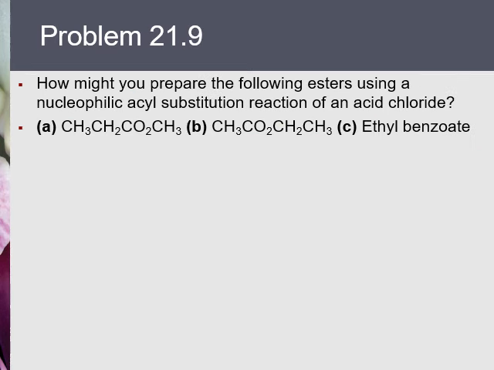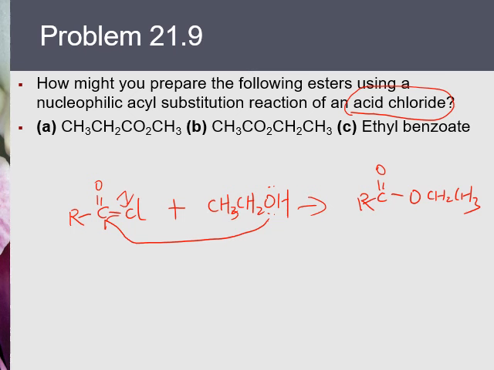How might you prepare the following esters using nucleophilic acyl substitution reaction of an acid chloride? Ester can be prepared by Fischer esterification, or you can use an acid chloride. Acid chloride is the most reactive acid derivative. So if you add an alcohol such as methanol, alcoholysis occurs, the leaving group leaves, and you get an ester. That's how you use acid chloride to make ester. The carbonyl part comes from the acid chloride, and this part comes from the alcohol.